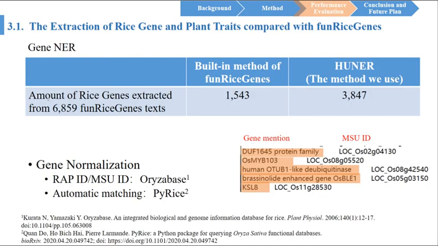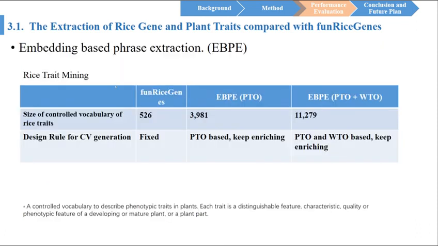First, about gene NER. It can extract more gene mentions than FunRiceGene, but HUNER just extracts gene mention without corresponding gene symbol or ID. And you can see in the left column of this figure, it shows that the gene mention that HUNER extracts is diverse. So we need the ORYZABASE to do the gene normalization to get the gene symbol, and then map a RAP ID or MSU ID. But many gene symbols in this database lack the ID, so we intend to use Pyrus, a Python package, to solve the problem.